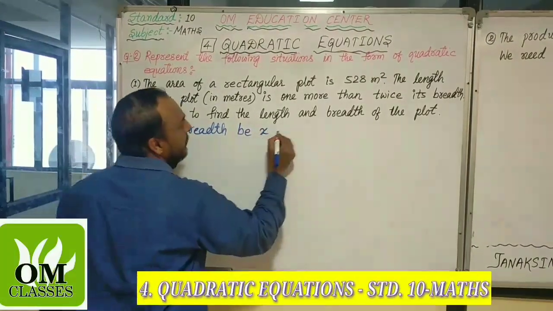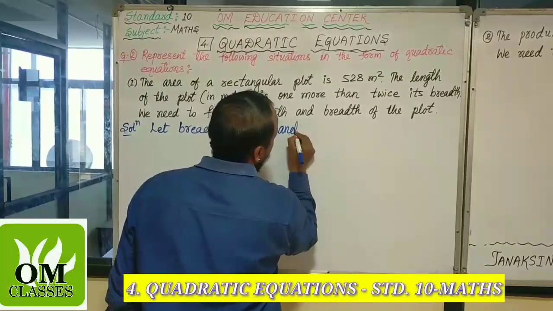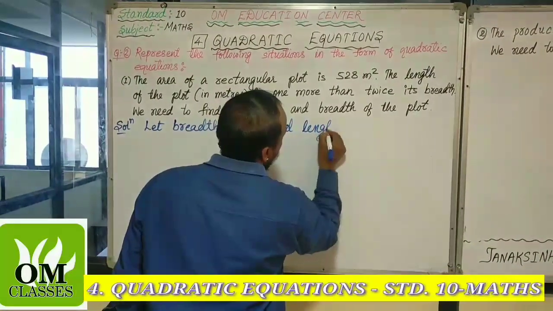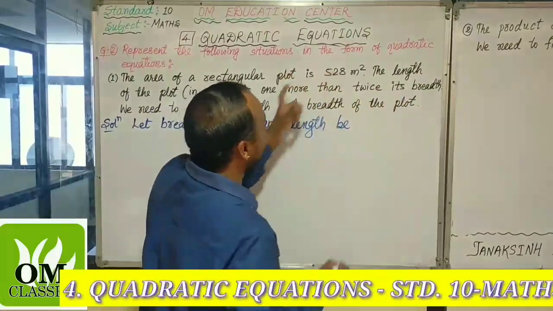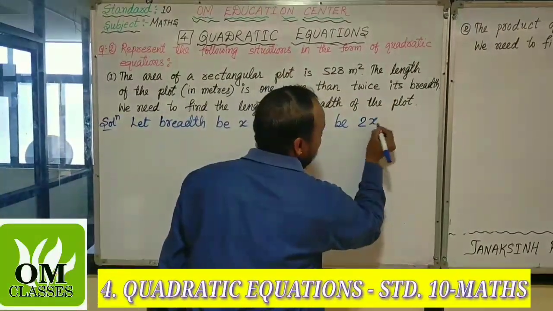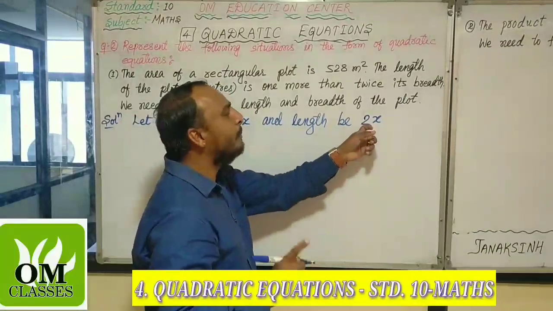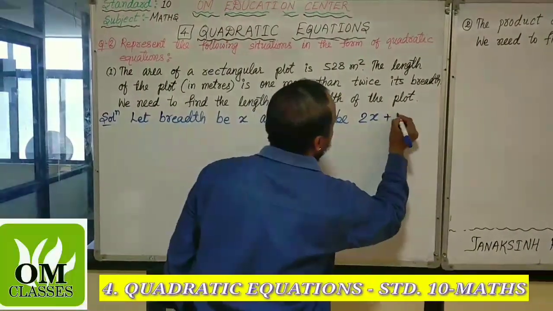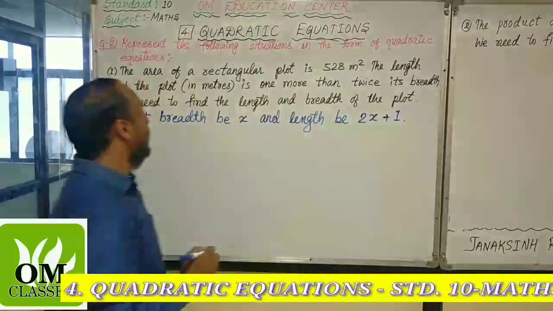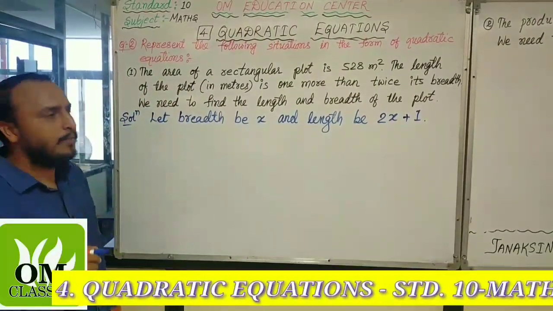ब्रेथ बी x एंड लेंथ बी कितना होगा? ट्वाइस इट्स ब्रेथ और उससे 1 मोर. ट्वाइस इट्स ब्रेथ मींस x अगर ब्रेथ है तो ट्वाइस ऑफ ब्रेथ मींस ट्वाइस ऑफ x मींस 2x एंड 1 मोर मींस प्लस 1. तो यहां पे आपकी लेंथ हो जाएगी 2x plus 1.